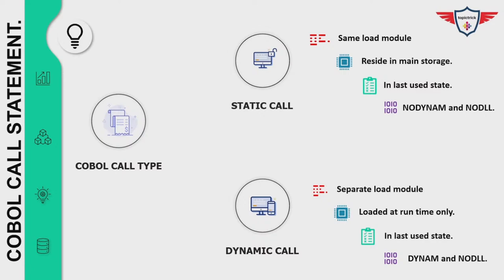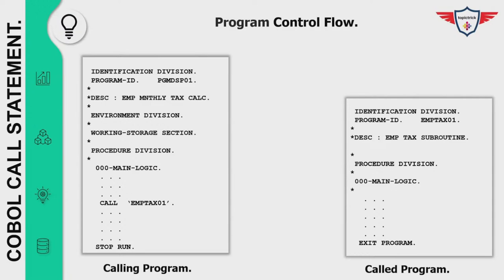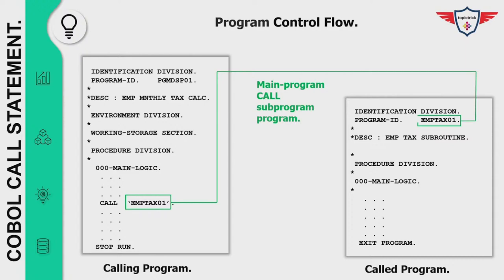Now let's focus on an example so that you can understand how exactly control flows from the main program to the subprogram and how exactly control returns back to the main program. If you look at your screen, you have two programs. The first program is a calling program, or the main program. And the second one is a called program, or a subprogram. In the main program, you have a call statement that is calling your subprogram, EMPTAX01. In this example, while calling the subprogram, I'm not passing any data. So it's a simple call.